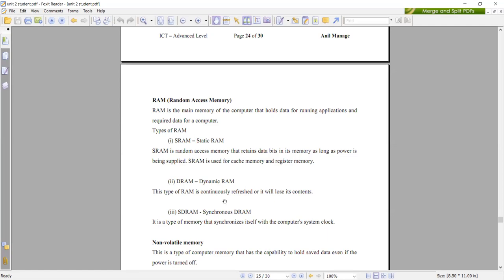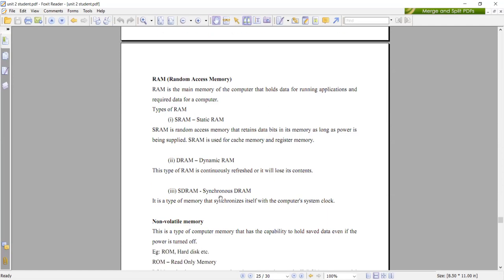So there's another one, SDRAM. I think you have heard about SDRAM. DDR1, DDR3, DDR4, like that it is coming. It is a type of memory that synchronizes itself with the computer system clock. Inside the computer we have a clock with pulses, so it is synchronizing with the clock pulses. This is called SDRAM, right? So these are the three different types of RAM.